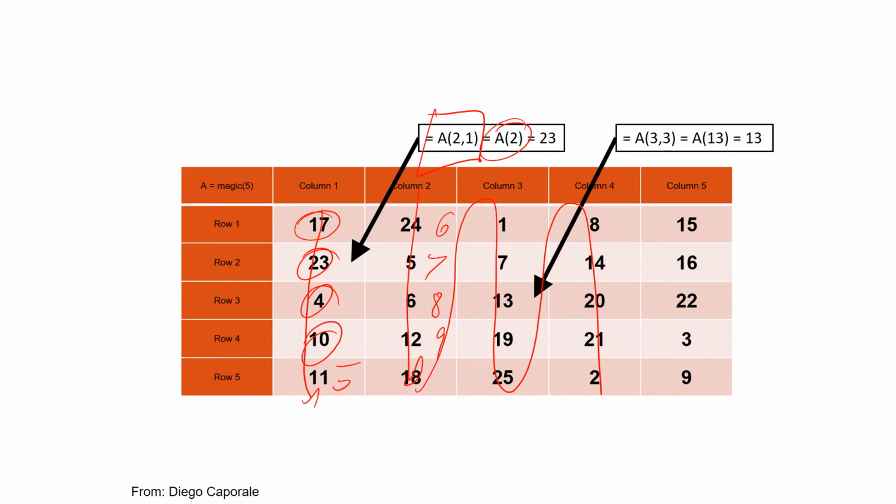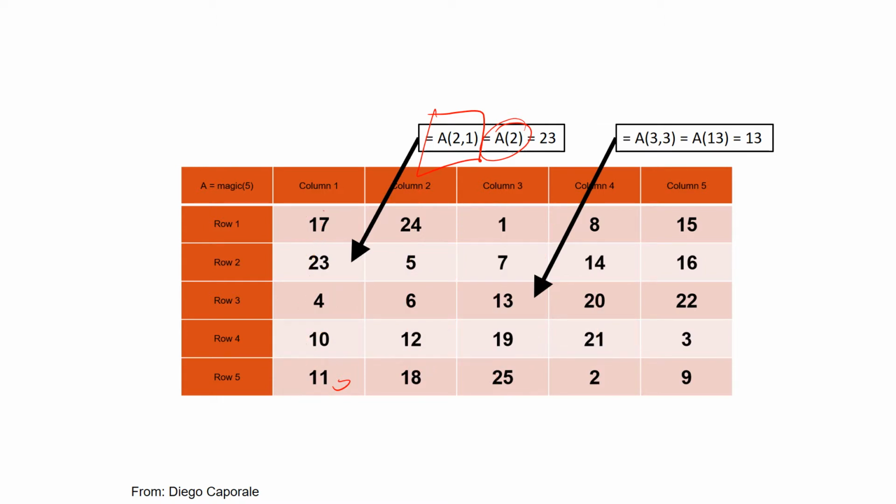Similarly, if we wanted to get to this 13 over here, then we could do that by typing in A of 3, 3, because we're looking at column 3 and row 3, or 13, because if we looked at it 1, 2, 3, 4, 5, 6, 7, 8, 9, 10, 11, 12, 13. That leads to the value we were looking for.